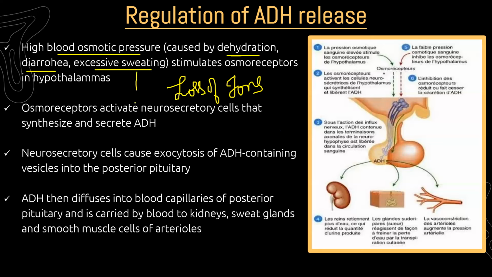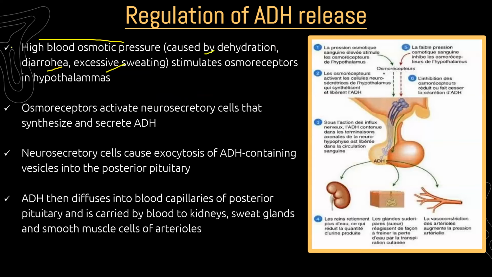You tell me, in sweating, what happened? More sodium goes out. Dehydration means what? There will be no water content in the body, and whatever solutes are present are already lost. In diarrhea, a greater amount of ions will go out of the body in the form of emotion. So in these three conditions, sweating, diarrhea, dehydration, what's going to happen? The blood osmotic pressure becomes higher and higher and higher.